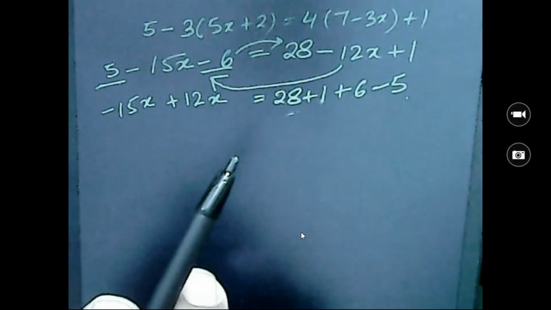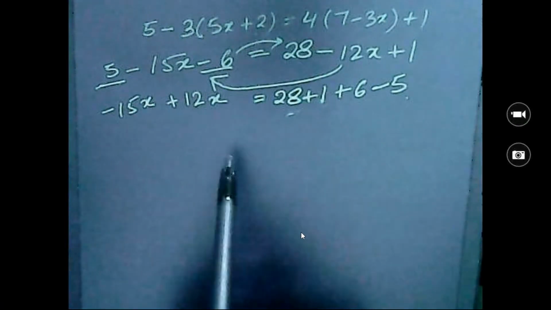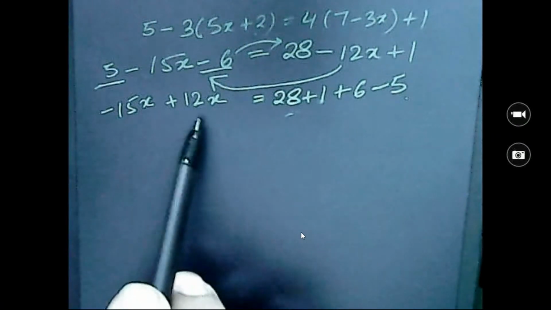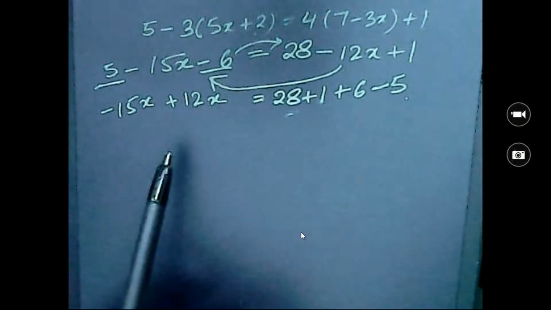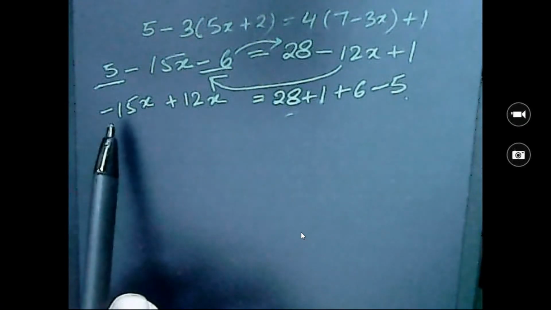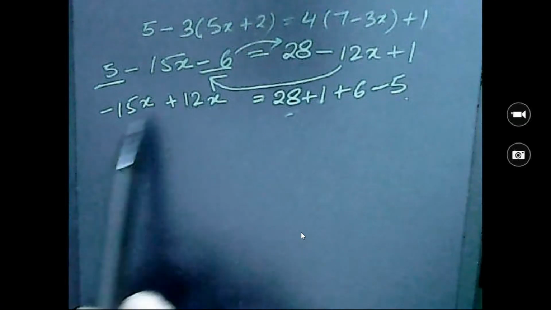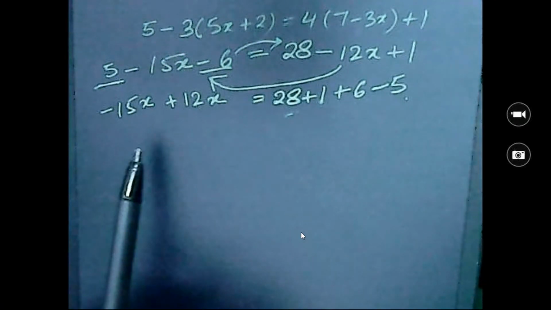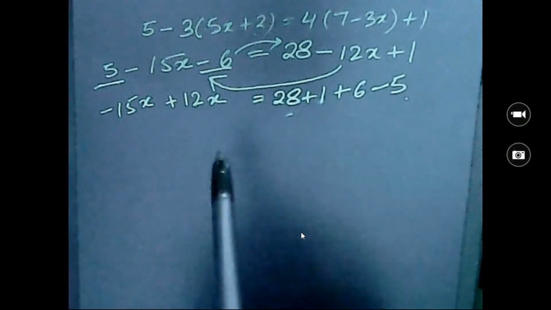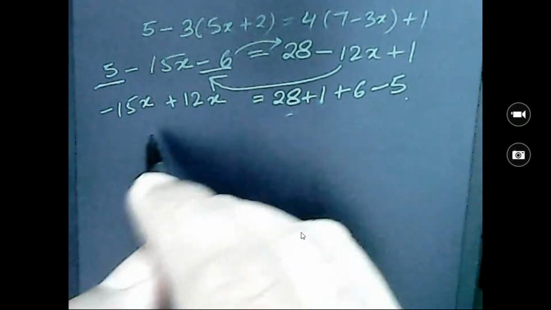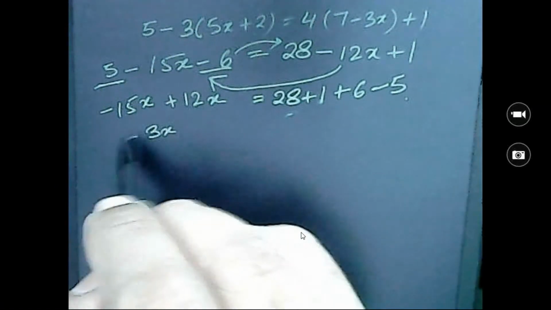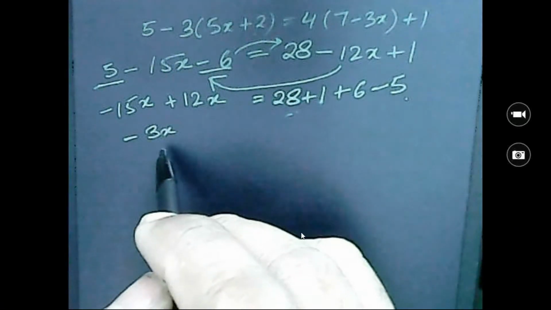So what happens? Let's say 15 is negative and 12 is positive, right? What we have discussed is that in case of addition, if we have minus and plus, we have to perform subtraction, and the sign of the result will be the sign of the greater number. So 15 minus 12 is 3x, right? And the sign of the greater number is minus, so it will be minus 3x, right?